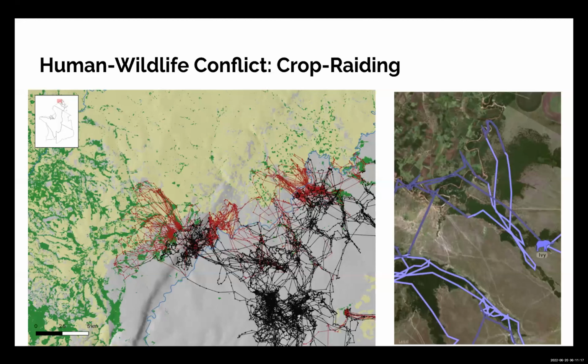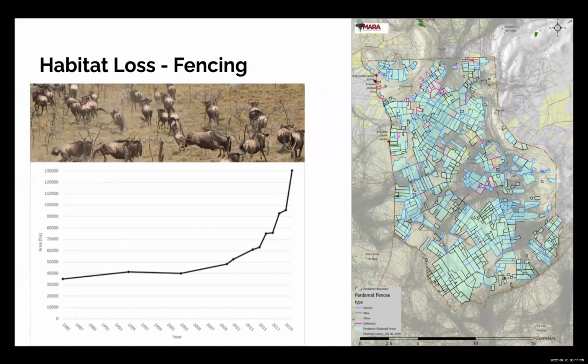What you can see here are tracks where they've categorized normal behavior, and then crop raiding is all of the red, where you can see the elephants doing these raids into agricultural land and then coming back into the conservation area. And as a result, because crop raiding is an issue, we're starting to see more and more fencing across the Mara, and these fences are being built in more and more robust ways. And what they do is they limit corridors.